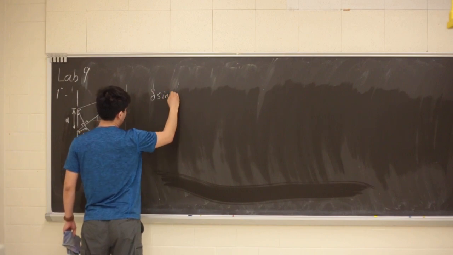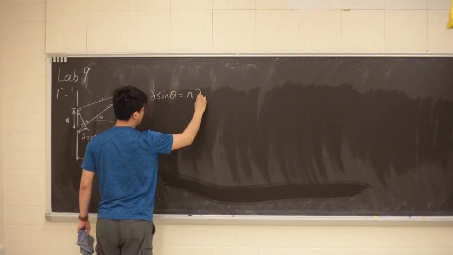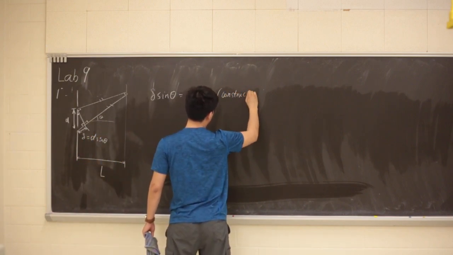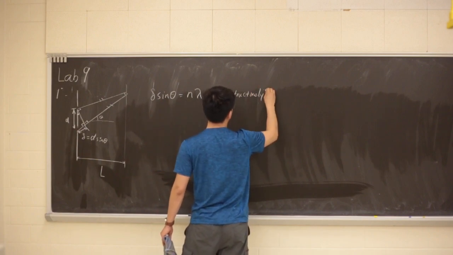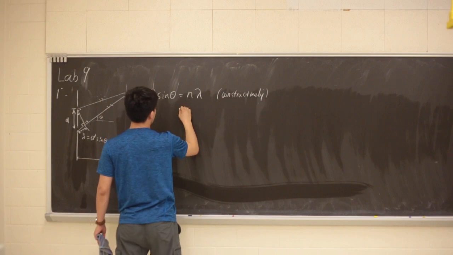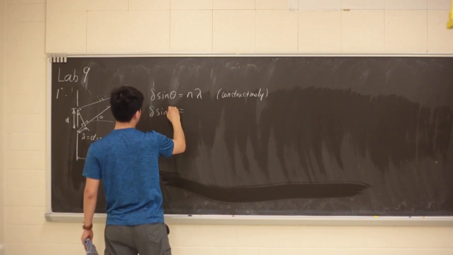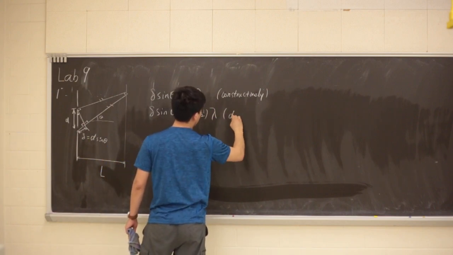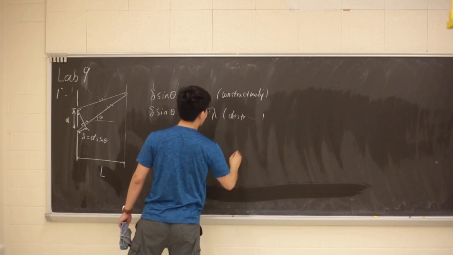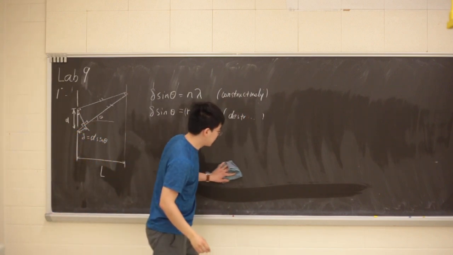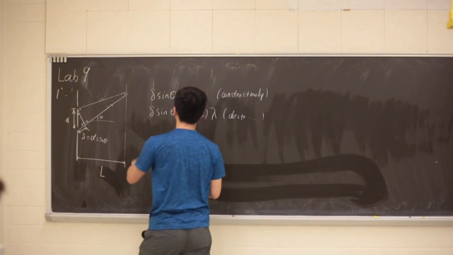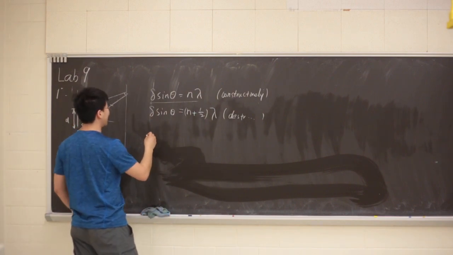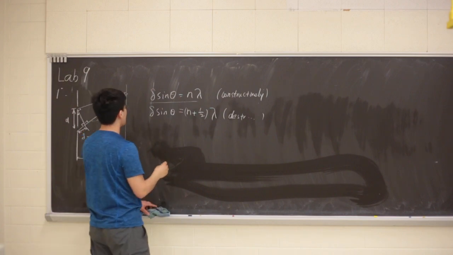So d sine theta equals m lambda, which is m wavelengths. That is constructive interference. On the other hand, this is destructive interference, which is minimal. So let's study this. Let's just focus on the bright spots for now, the constructive interference points.